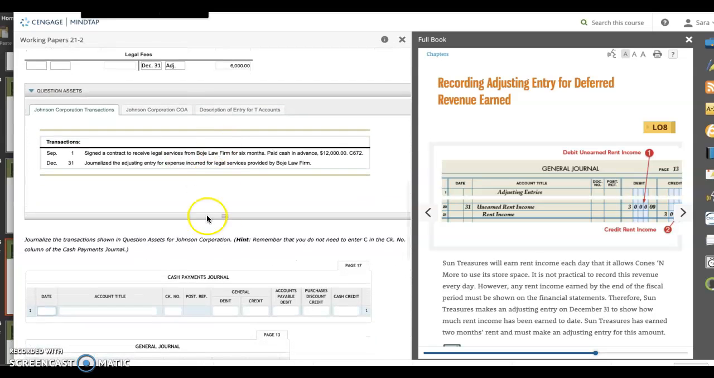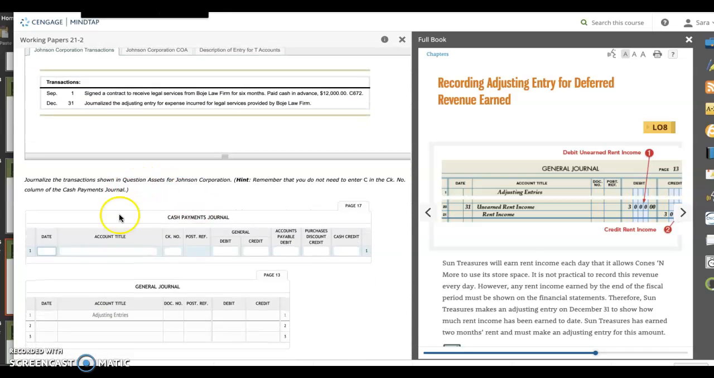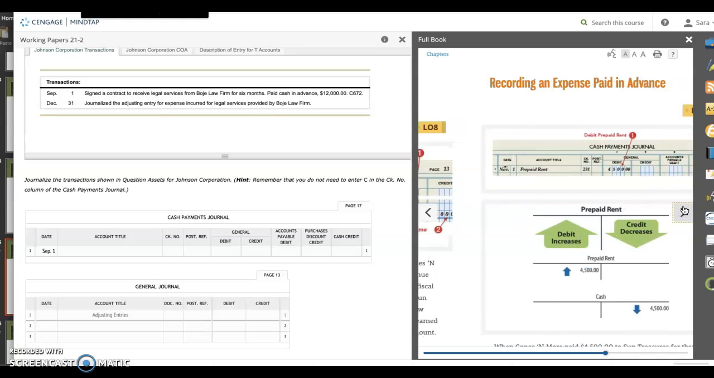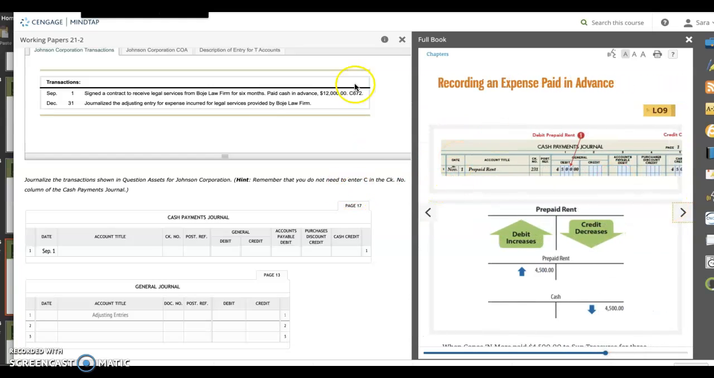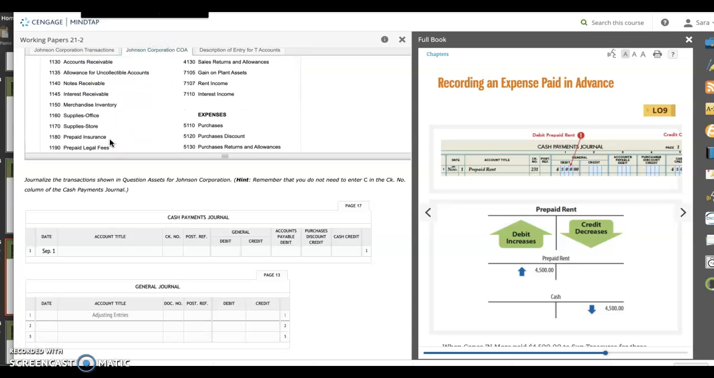Okay, now we have just a couple more, because it's kind of the same process here. So we're going to journalize the transactions here. So we signed a contract to receive legal services from Boge Law Firm for 6 months. Paid cash $12,000. So our date will be September 1st. And let's see, so this is going to be like a prepaid expense. So we'll come and look at our chart of accounts.